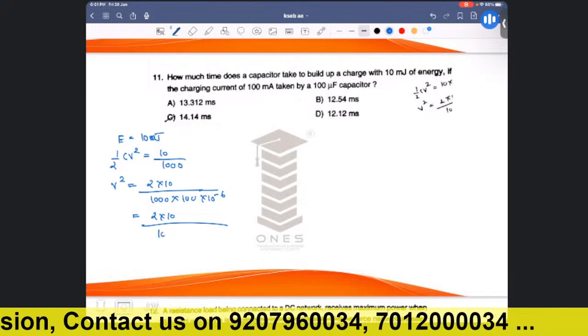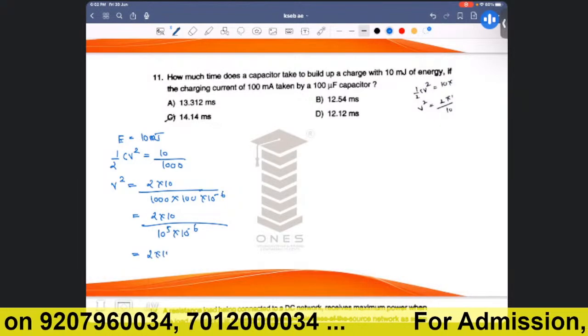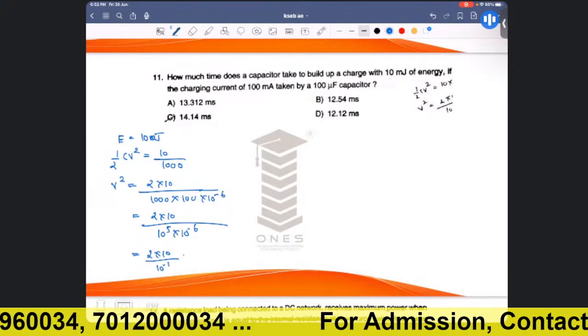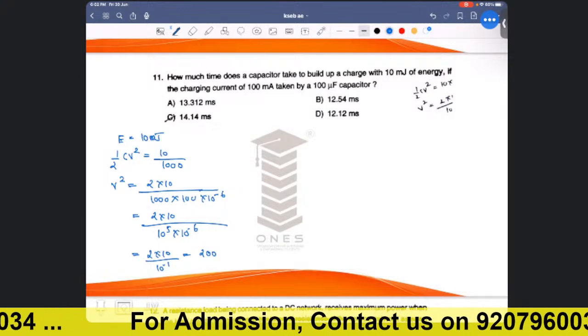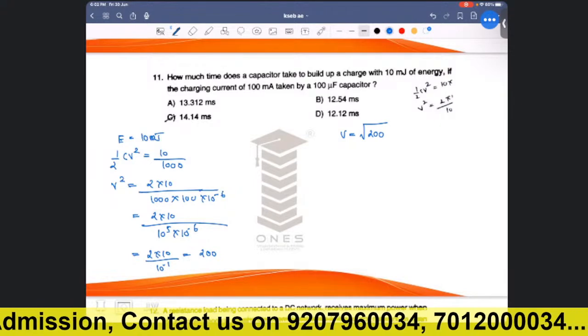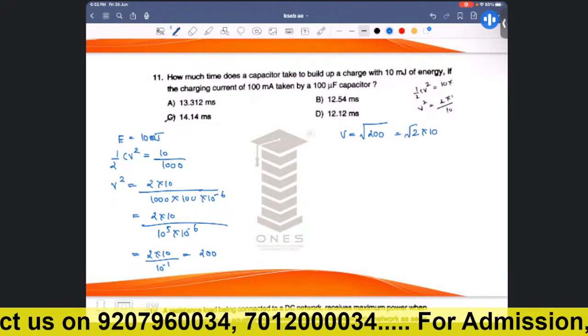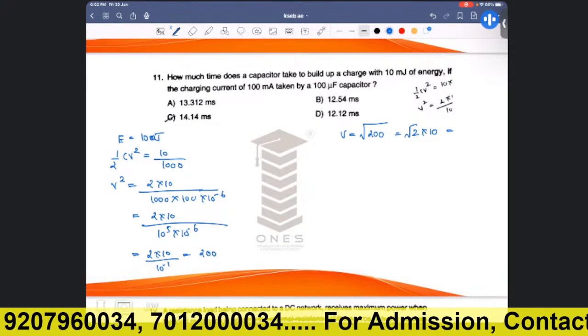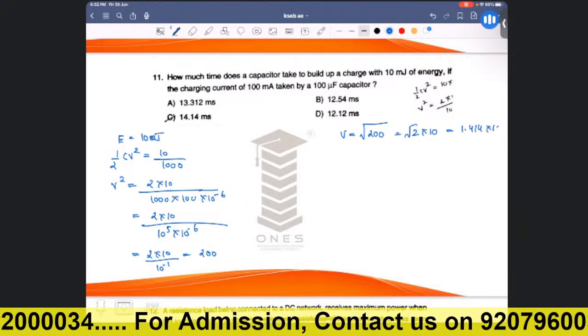So here it will be 10 raised to 5 into 10 raised to minus 6. So 2 into 10 by 10 raised to minus 1. So it will be 2 into 10 into 10, so it will be 200. So V in the equation, V will be root of 200, and root 2 into 10. And root 2 is how much? It is 1.414 into 10.